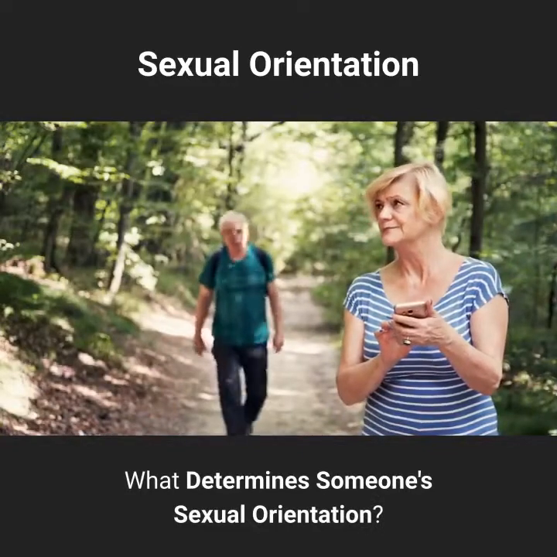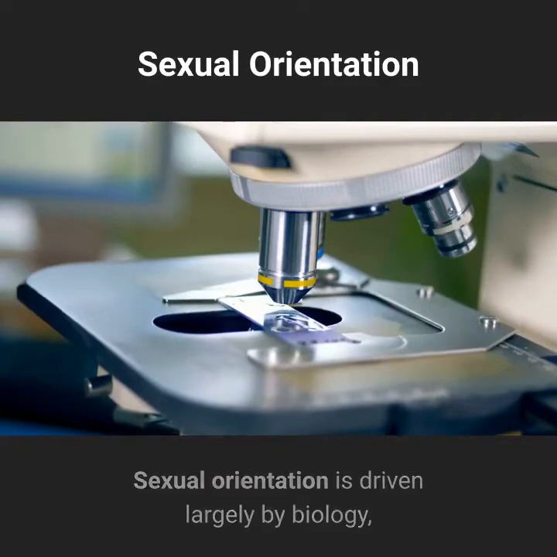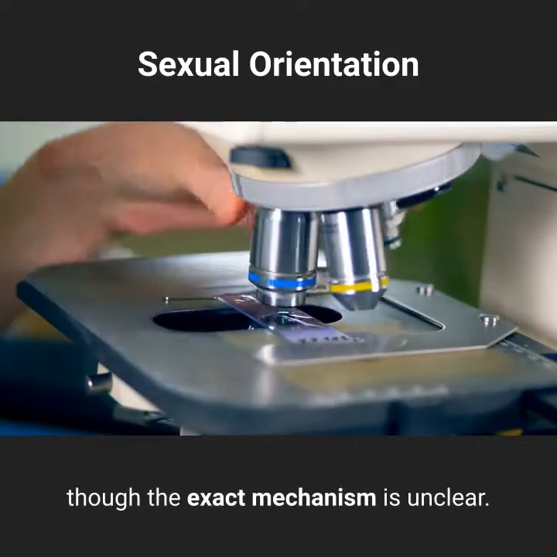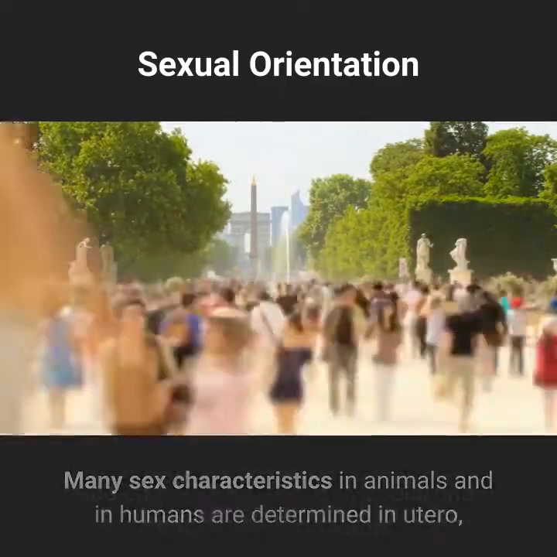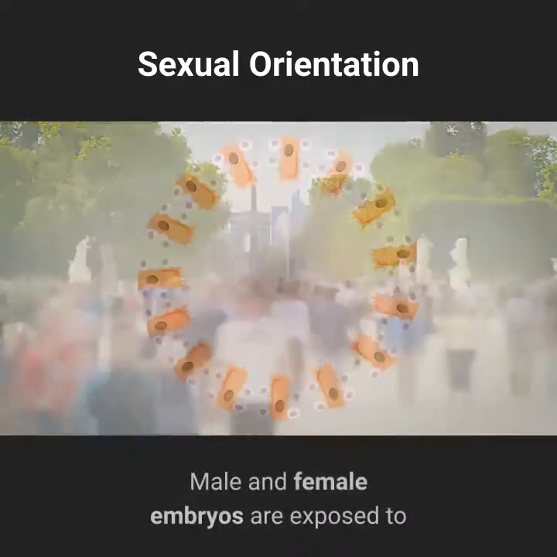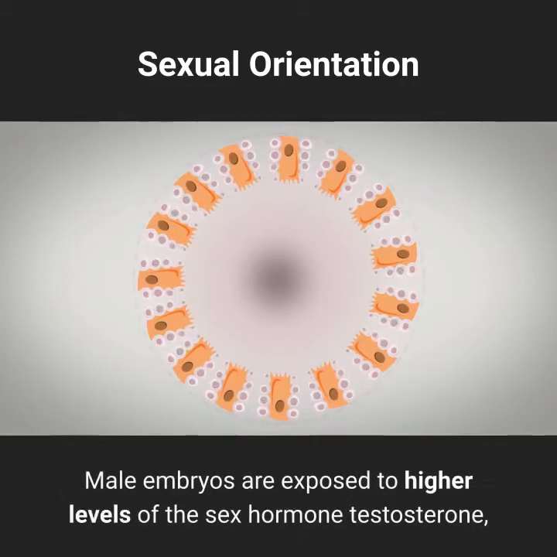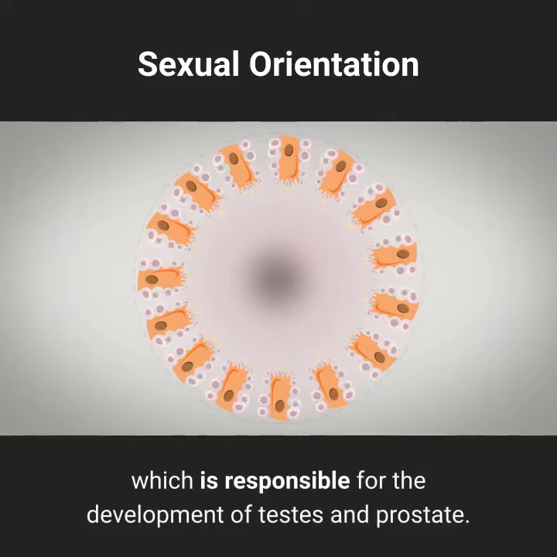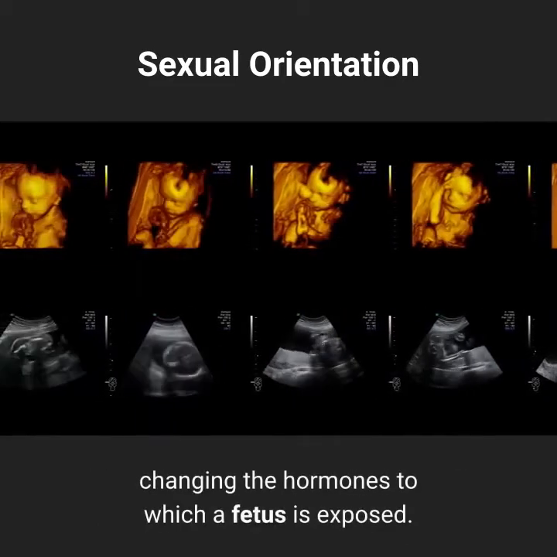What determines someone's sexual orientation? Sexual orientation is driven largely by biology, though the exact mechanism is unclear. Many sex characteristics in animals and in humans are determined in utero, too early to be affected by social and environmental factors. Male and female embryos are exposed to different hormones during development. Male embryos are exposed to higher levels of the sex hormone testosterone, which is responsible for the development of testes and prostate.